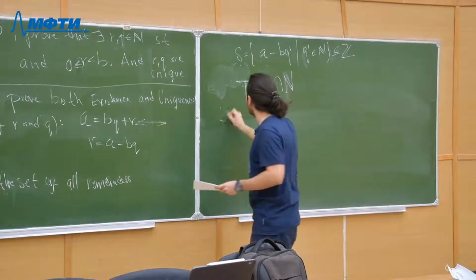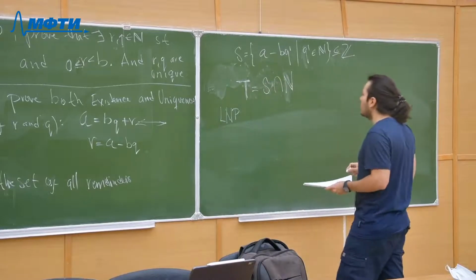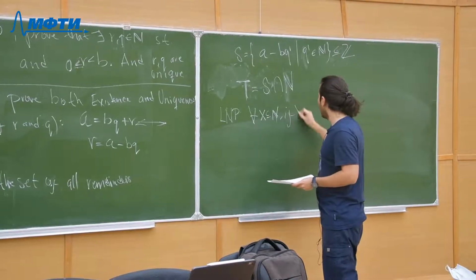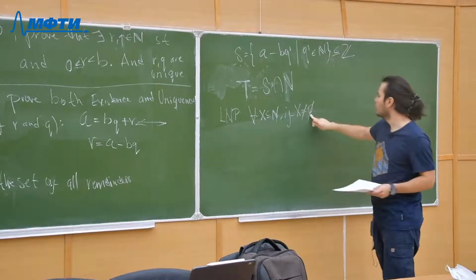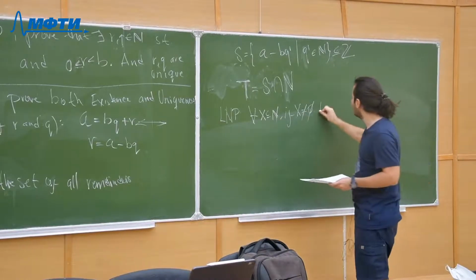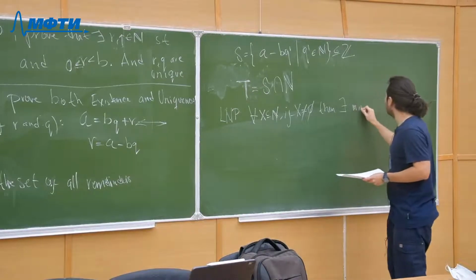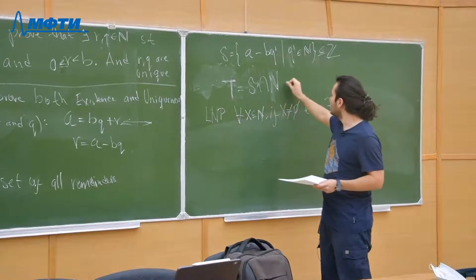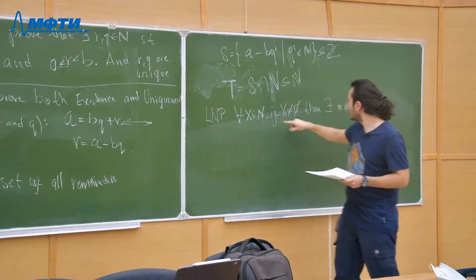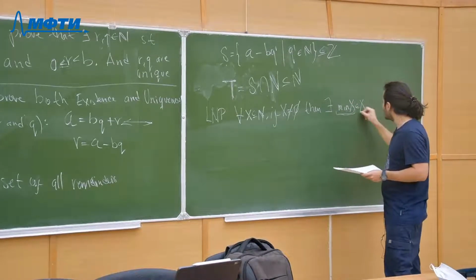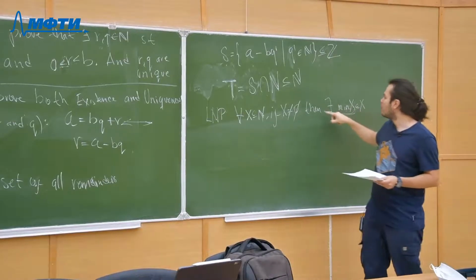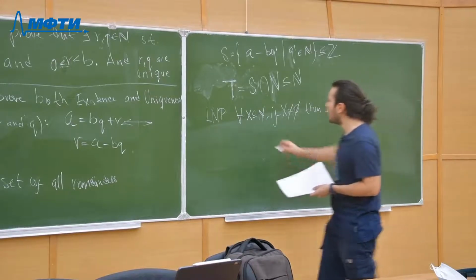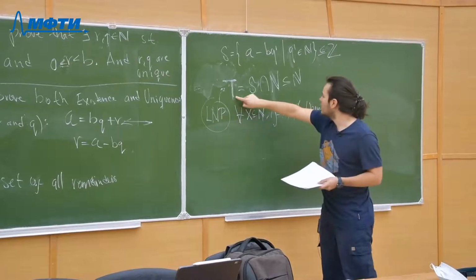Now we can apply the least number principle. It states the following: for any subset X of the natural numbers, if X is non-empty, then there exists the minimum of X. It means that if we have some subset of the natural numbers, like in this case T, then there exists some element that belongs to X such that it is the minimal element in X. Then we need to apply this to our set.